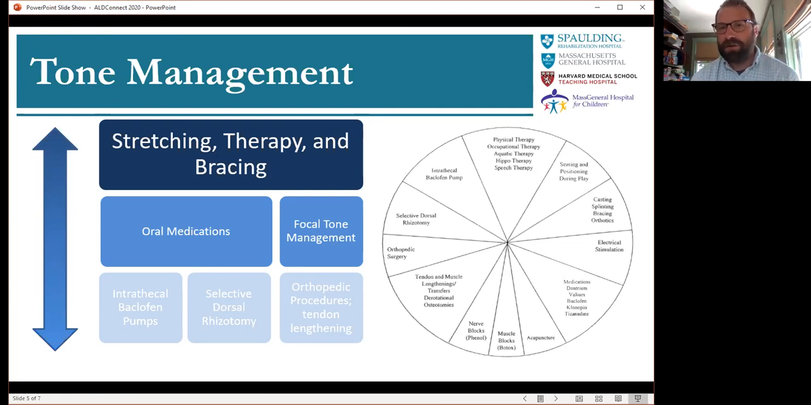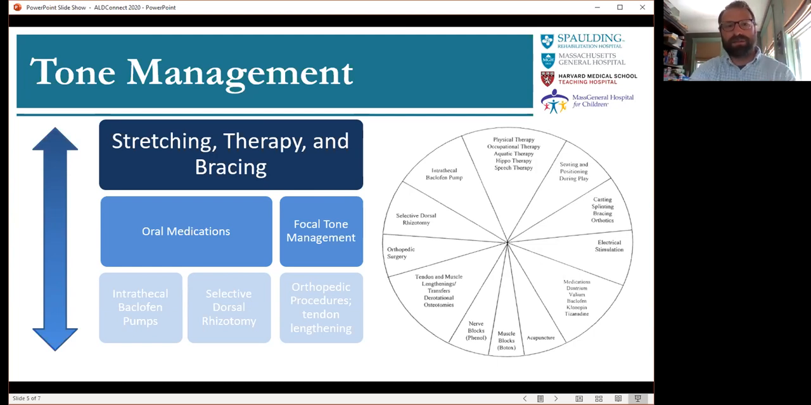There are other procedures out there for more advanced disease, from intrathecal baclofen pumps. Selective dorsal rhizotomies are typically something we see in children. There's a few practitioners that are doing them in older adults. And then there's a number of orthopedic procedures, some other neurosurgical procedures, all sort of components of a good tone management plan.